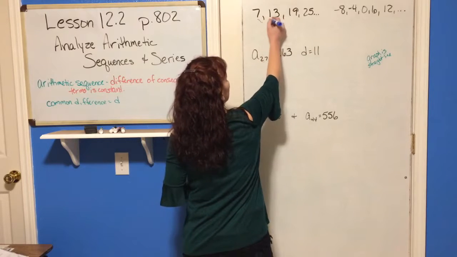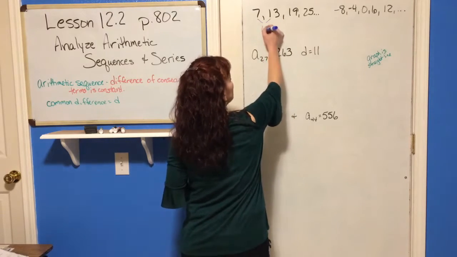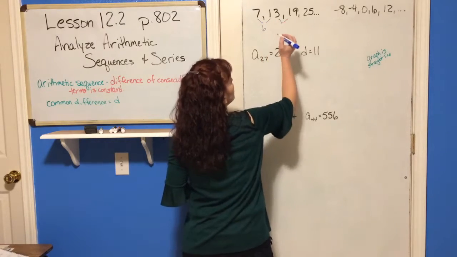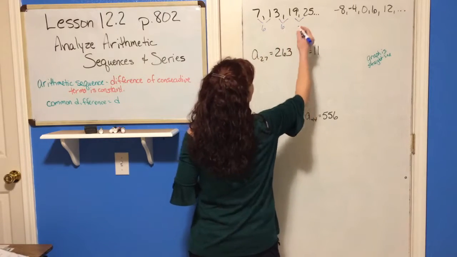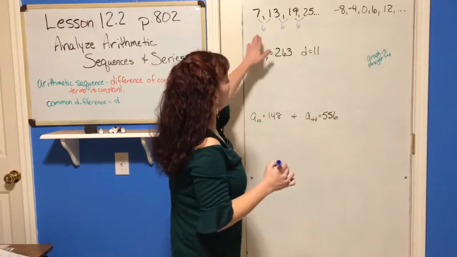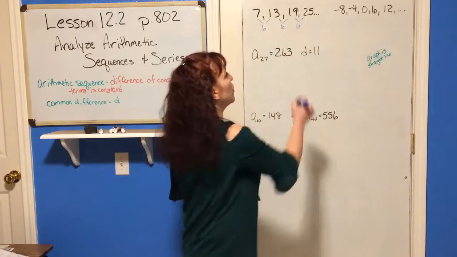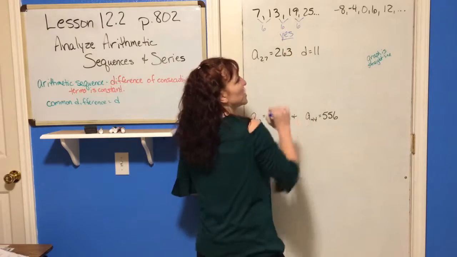So you're just going to take 13 minus 7 is 6. 19 minus 13 is 6. 25 minus 19 is 6. So this is the same number over and over. So yes, this one is arithmetic.